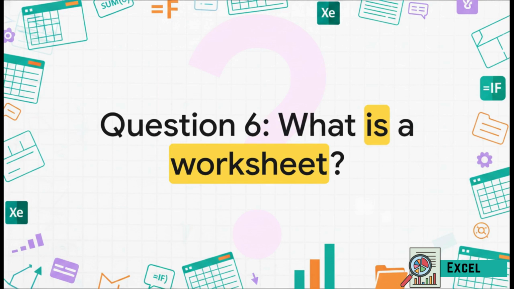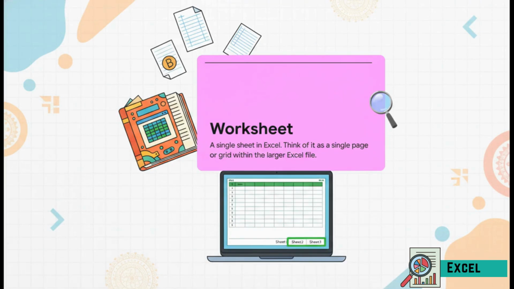Now this one can be a little tricky. A lot of people mix this one up. And the answer is B, a single sheet in Excel. The absolute best way to remember this is to think of an Excel file like a book. A worksheet is just one page in that book. It's that single grid of cells you're working on.